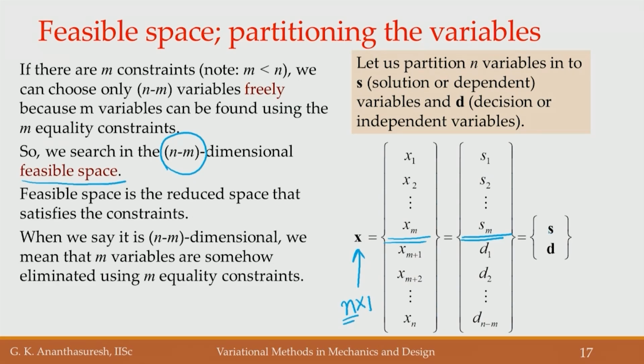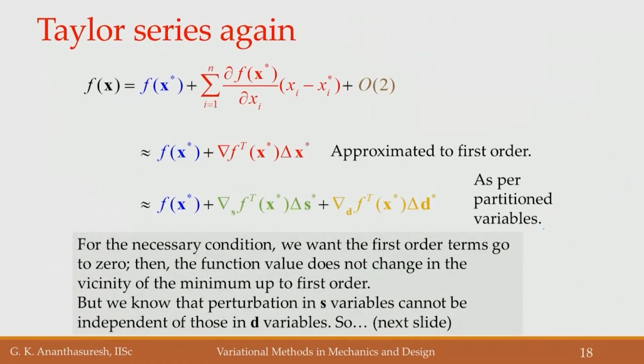So, this x now is partitioned into S and D. We use S here because those are like solution variables, we call them solution variables. This D are decision variables. They are independent because we can freely specify n minus m variables. Once we know them, using the equality constraint we can find the other ones. So, we have partitioned this x into S and D: solution variables S, decision variables D.